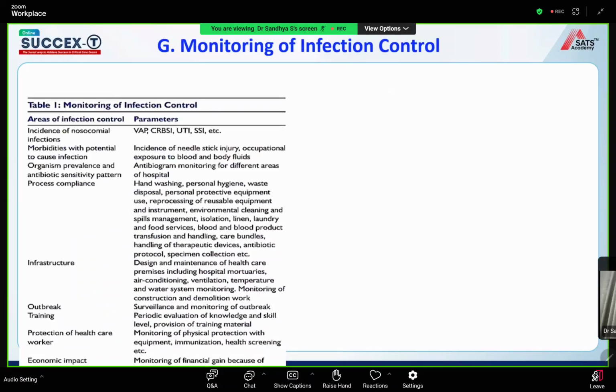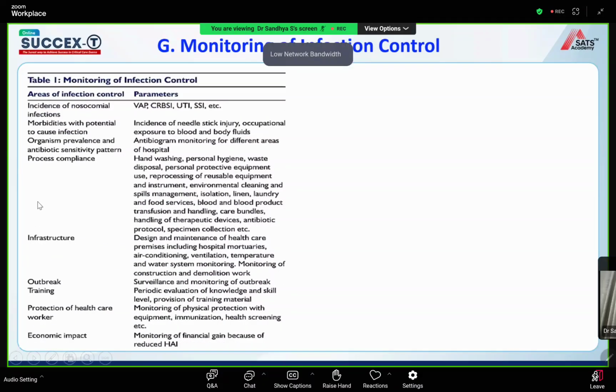Now about monitoring of infection control. The areas of monitoring should include the incidence, should be knowing about the morbidities with the potential to cause infection and the common prevalent organisms, and you should be having an antibiogram at your hospital. And the other thing that you should monitor is the compliance, and we have seen that the compliance can be as low as 3% to as high as 60% in some ICUs. In Indian ICUs, the average is only 37%.